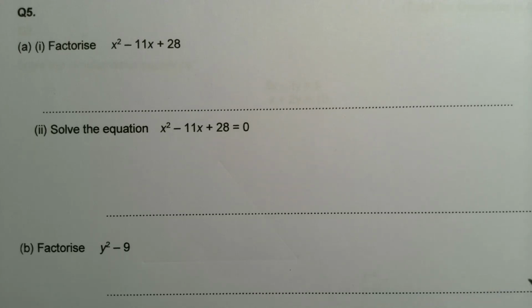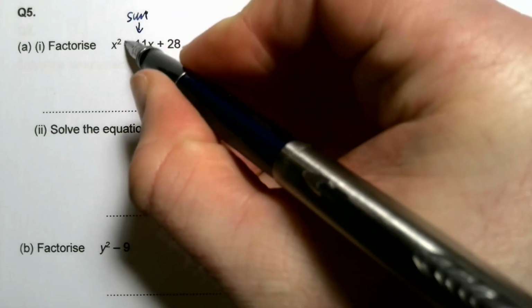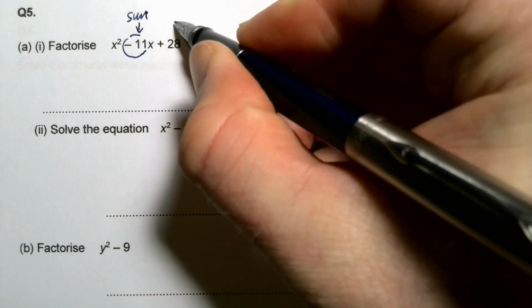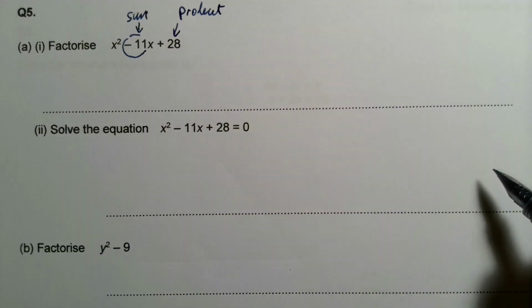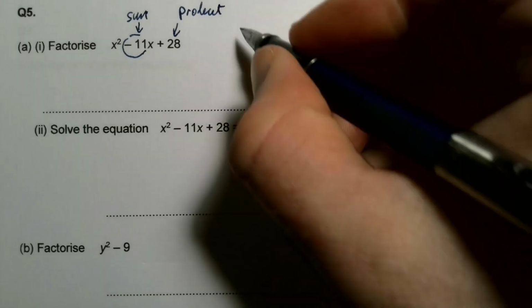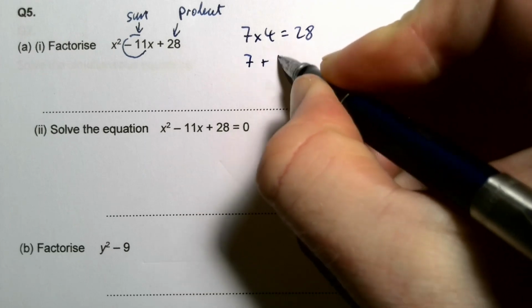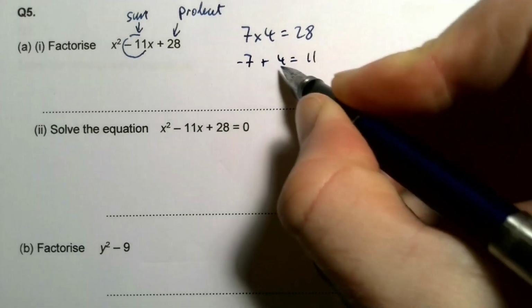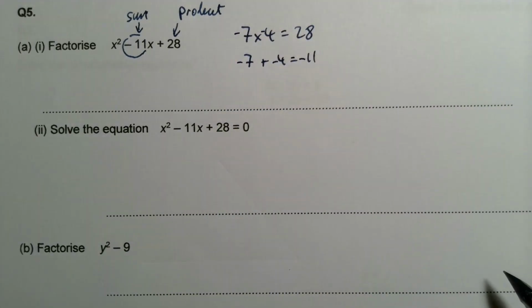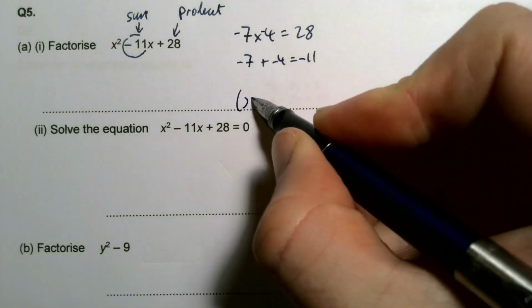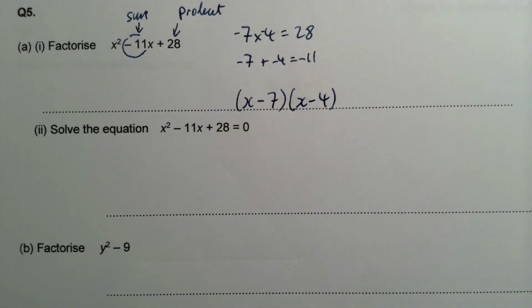Factorizing a quadratic. So remember, we want to use the sum and product rule. So we're looking for a pair of numbers that sum to make negative 11, but their product is 28. So they multiply to make 28, but they add to make negative 11. 7 times 4 is 28, and 7 plus 4 is 11. So negative 7 plus negative 4 is negative 11, and a negative times a negative is a positive, isn't it? So they're both negative, so we want x take 7, x take 4 in brackets.